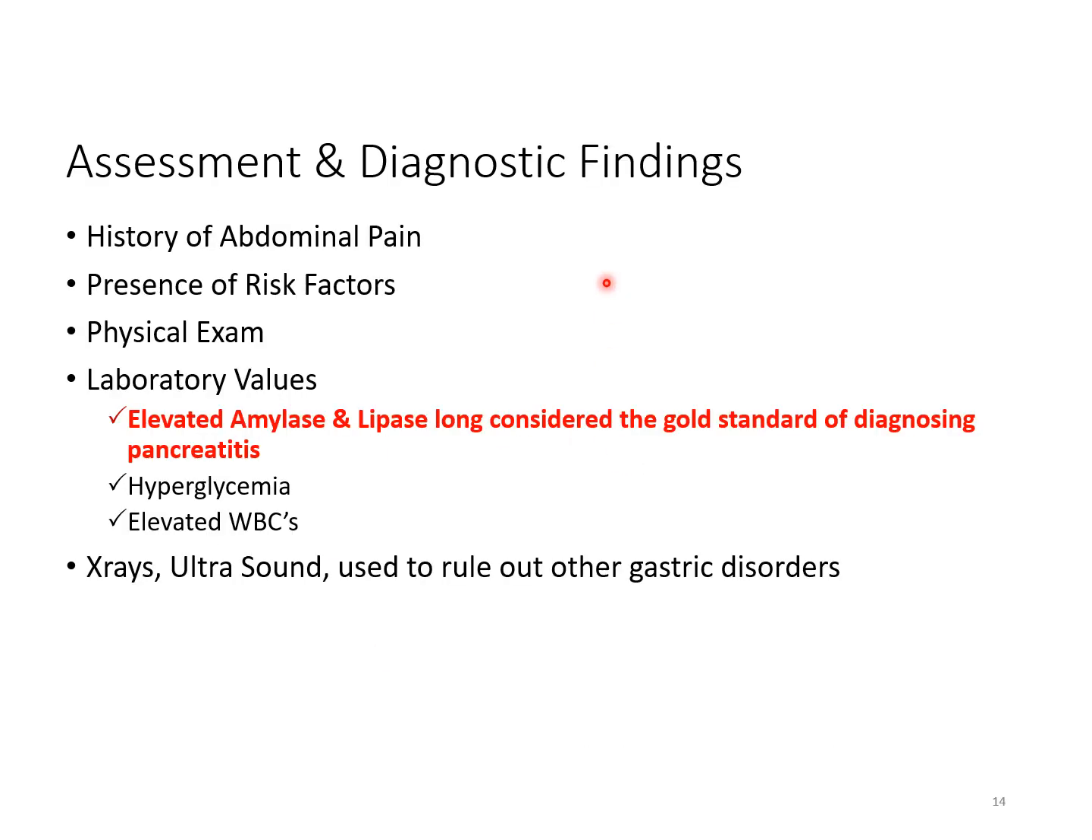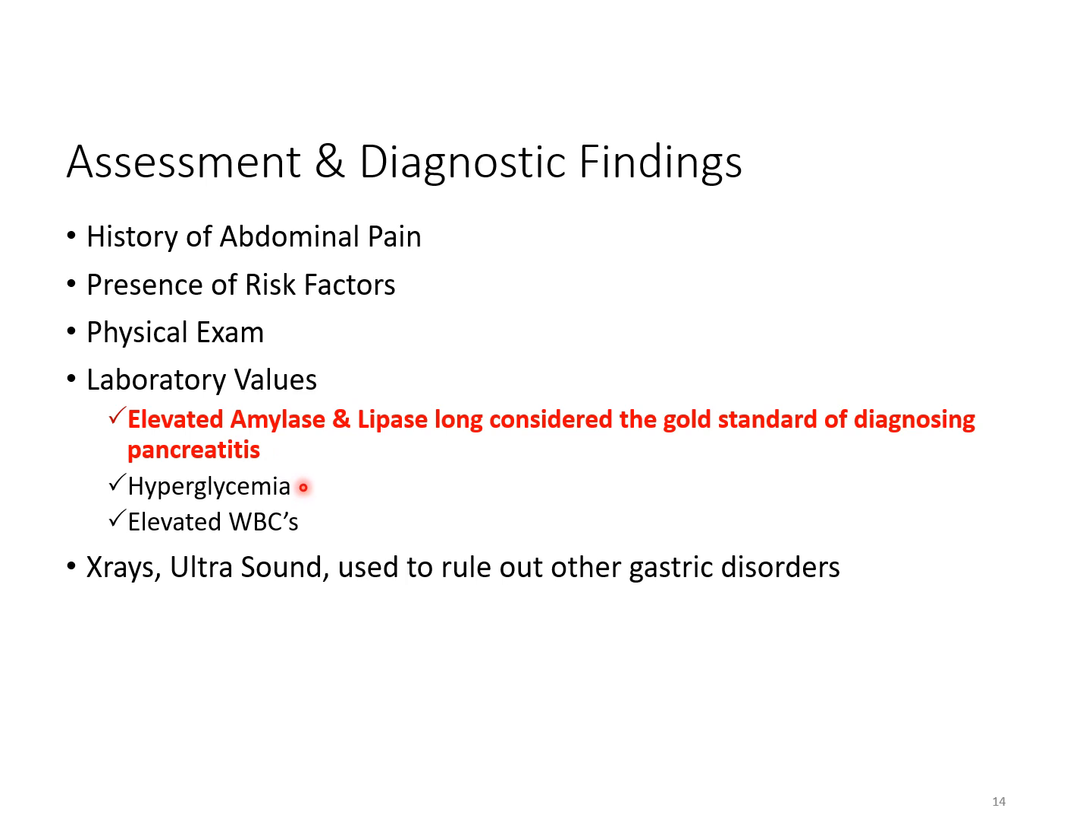All right, so in terms of your assessment, you see your patient, you're maybe trying to rule out pancreatitis, so you're going to do your whole aggressive assessment. You're going to look at your risk factors. You're going to do your physical examination. You're going to look at your amylase and lipase, right? They're considered the gold standard for diagnosing pancreatitis. You're going to see whether or not there's hyperglycemia.